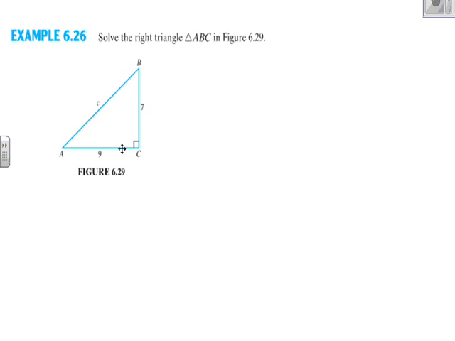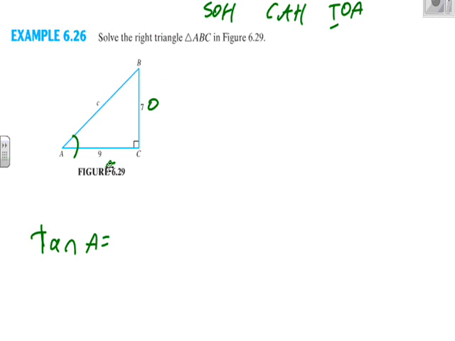For another example, we have to solve the right triangle, but this time we're given two sides. So let's start by finding one of the angles. So let's start by finding angle A. Since related to angle A we know the opposite and the adjacent side, we're going to want to use tangent, because in SOHCAHTOA, the one that has both opposite and adjacent is tangent. So we're going to set up a tangent expression. Tangent of A equals opposite over adjacent, 7/9.